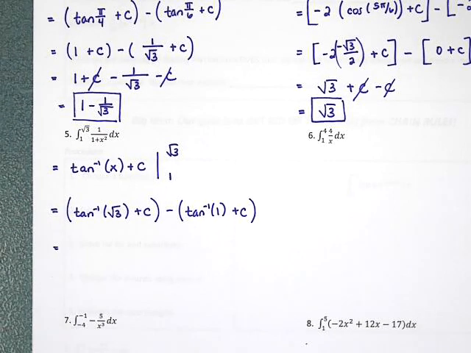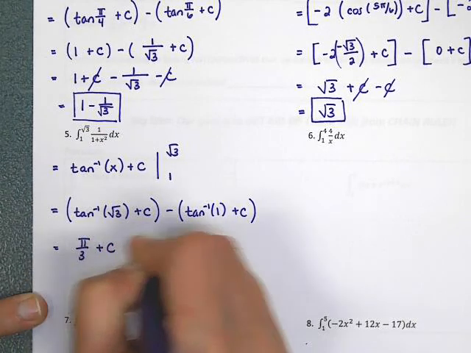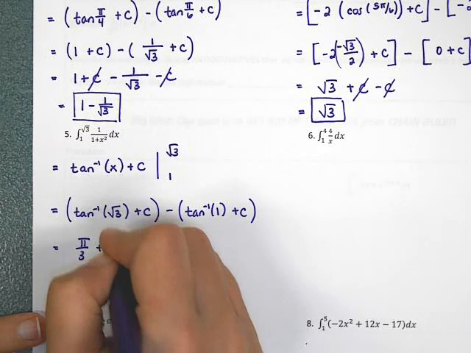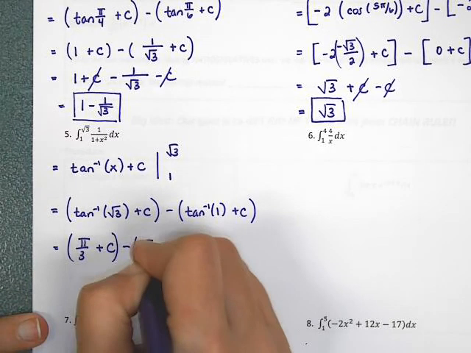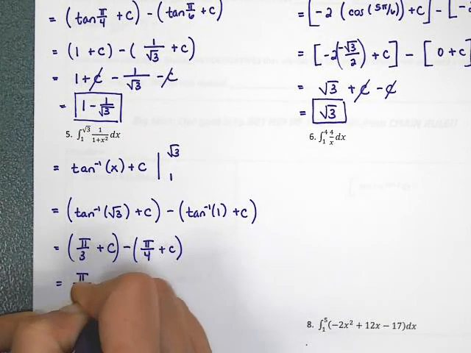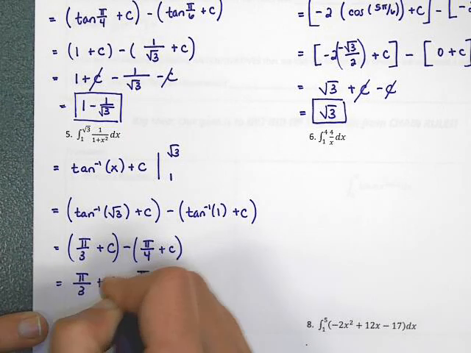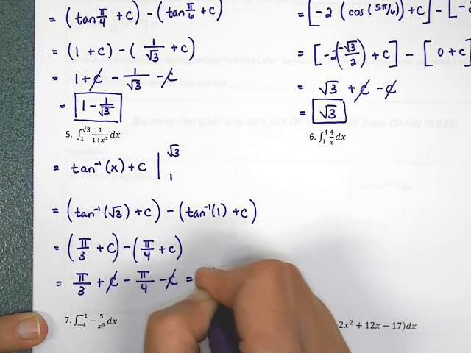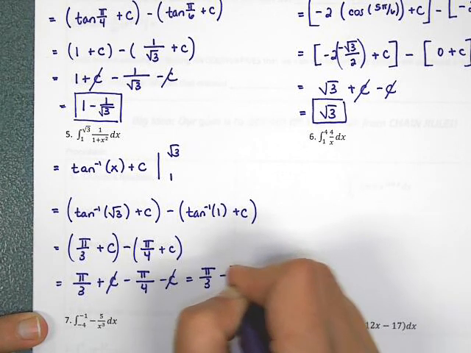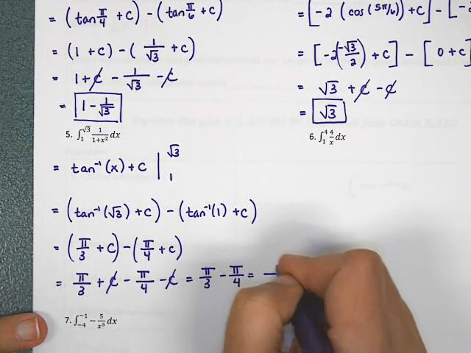The inverse tangent of the square root of 3, well, tangent is going to be square root of 3 at pi over 3. So I would have pi over 3 plus c minus the inverse tangent of 1 is going to be pi over 4 plus c. If I distribute that negative, I have pi over 3 plus c minus pi over 4 minus c, so the c's cancel, which means I just have pi over 3 minus pi over 4. If you wanted to make a common denominator, you would get pi over 12.